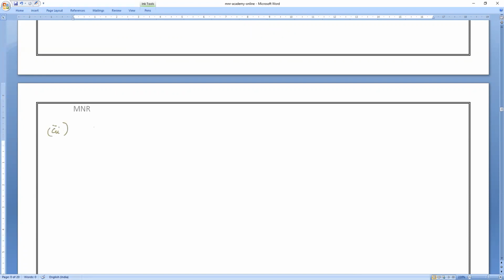So, third subdivision. Find the velocity of the ball when it hits the ground.